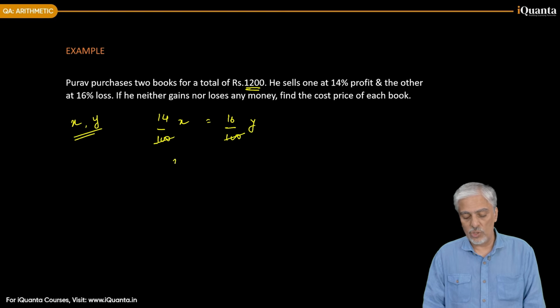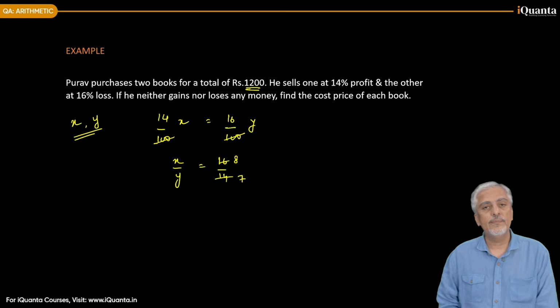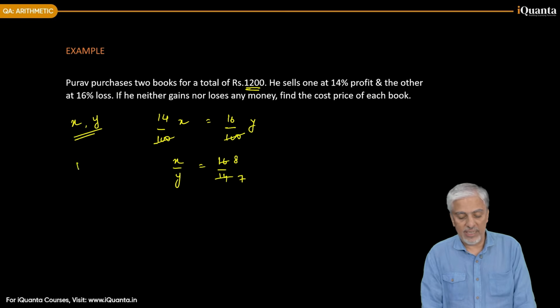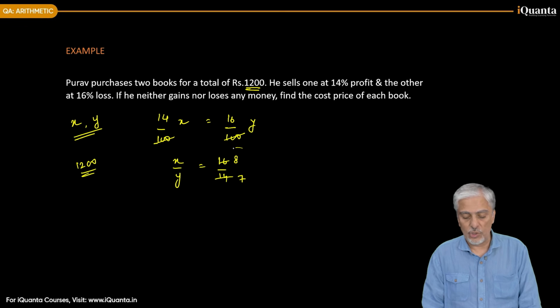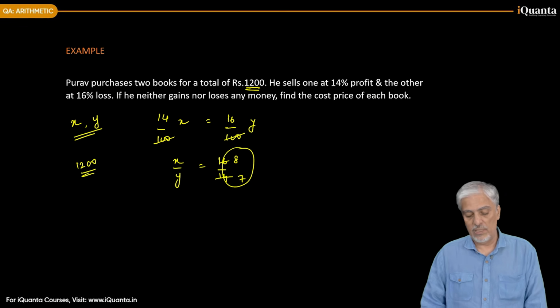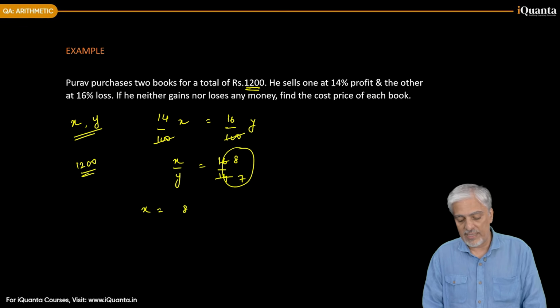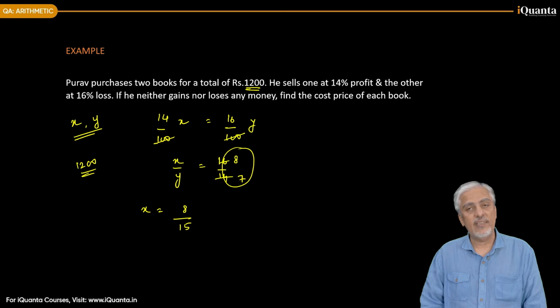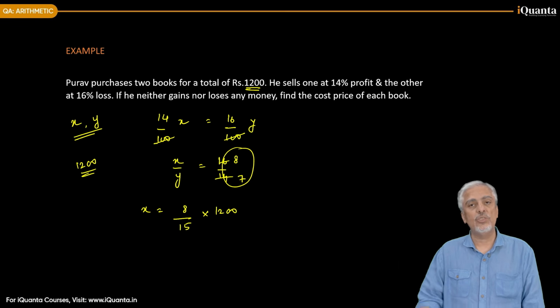100 cut. So I'll get a ratio X upon Y is 16 upon 14, which is 8 upon 7. So basically, I have to divide 1200 rupees in the ratio 8:7. So X will be 8 upon 15, 8 plus 7, 15 into 1200. As I said, if you don't know this ratios thing yet, you can come back to it after ratios.